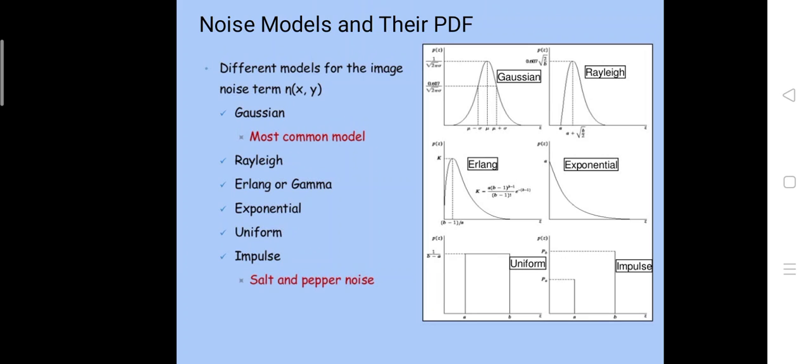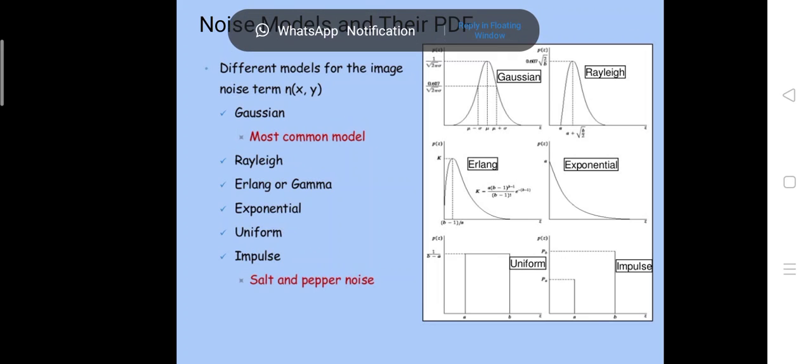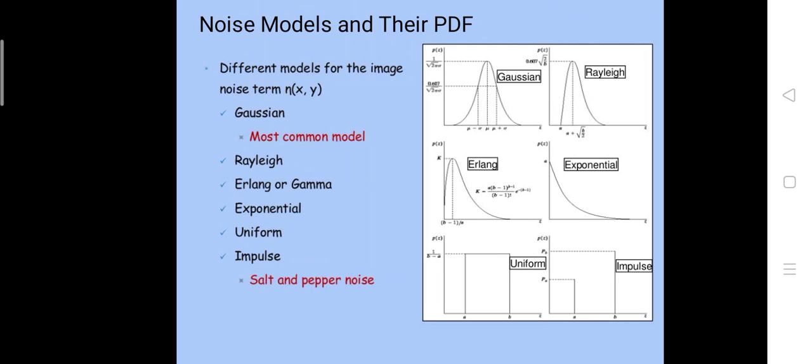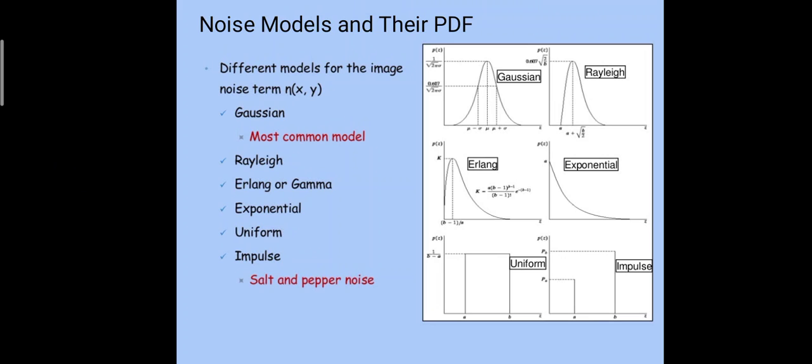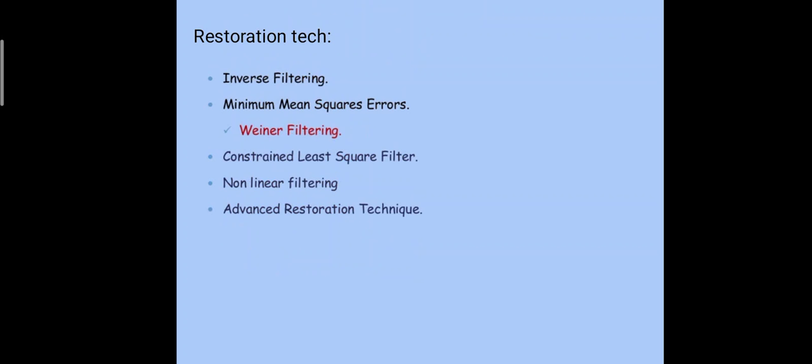The others are Rayleigh, Erlang and gamma noise, exponential, uniform, or impulse (salt and pepper) noise. Gaussian and impulse noise are the most common noises. We have an application implemented in MATLAB for salt and pepper noise using some restoration filters. We will see that later. Here you can see the various types of noise waveforms that cause the poor quality of an image.